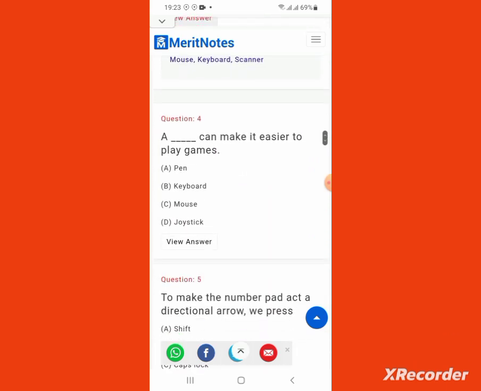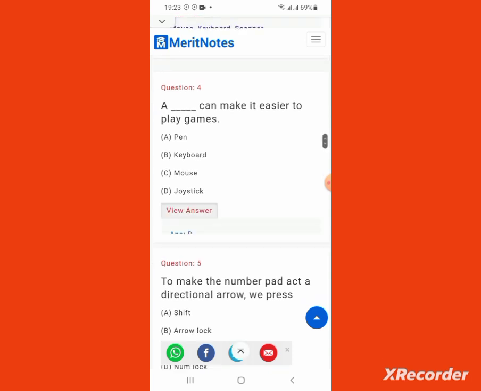Question number 4: Dash can make it easier to play a game. A, pen. B, keyboard. C, mouse. D, joystick. The correct answer is joystick.